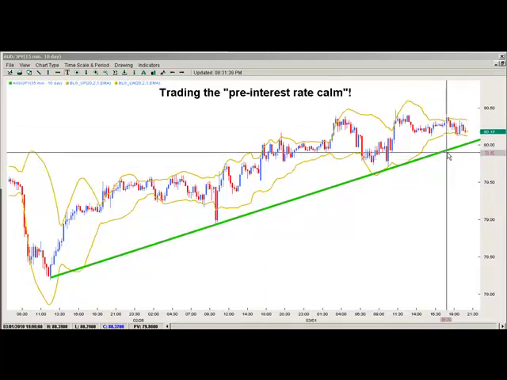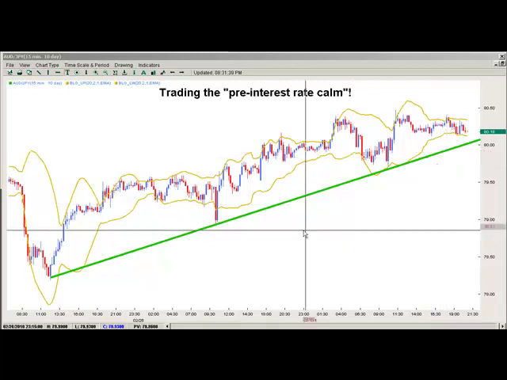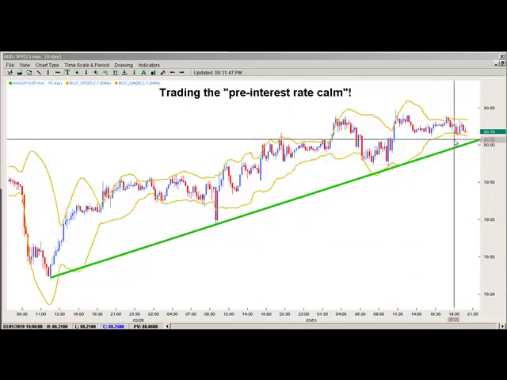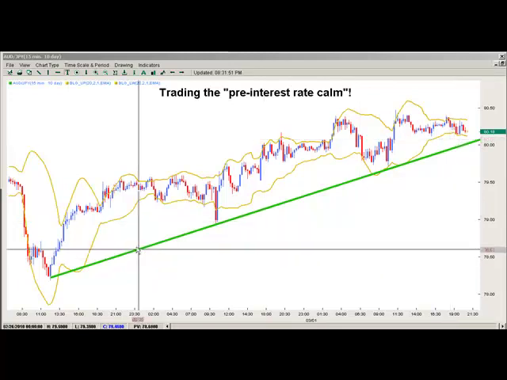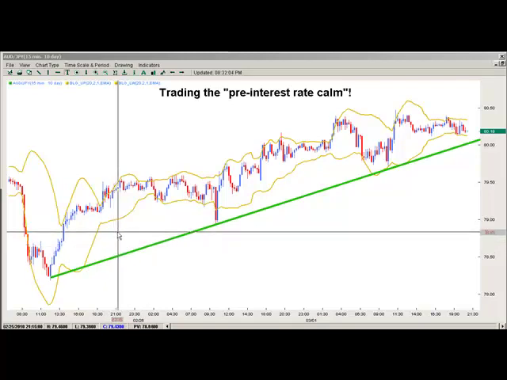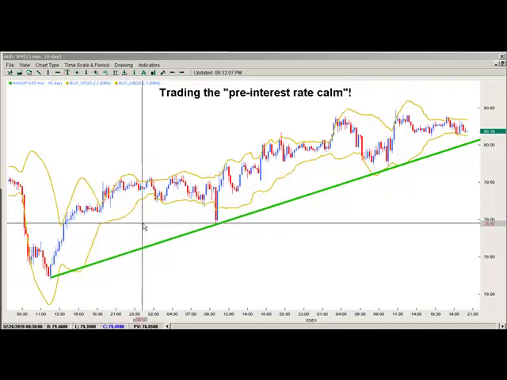So how you trade the pre-interest rate calm is you would look at your trend bias first, which is upward, and the expectation for rates are higher, so that would embrace buying as well. Money would be headed towards a higher interest rate currency, which in this case would be the Australian dollar. And so what you would do is look for buying opportunities when the bottom Bollinger Band is hit. That's these yellow lines that are hit here.